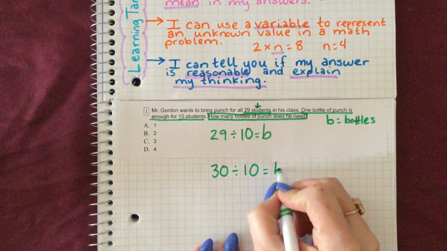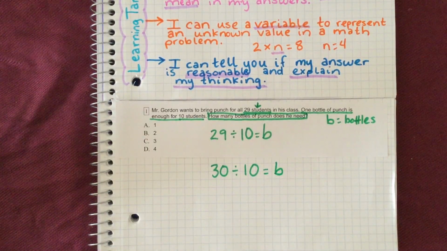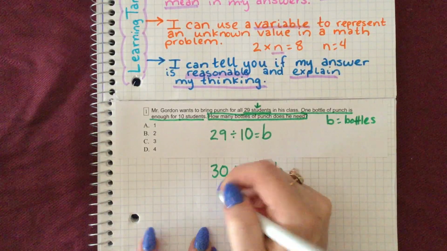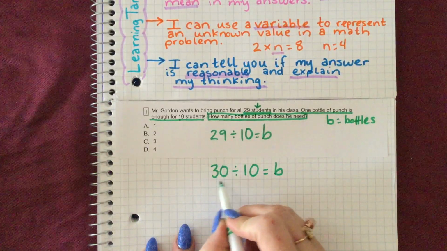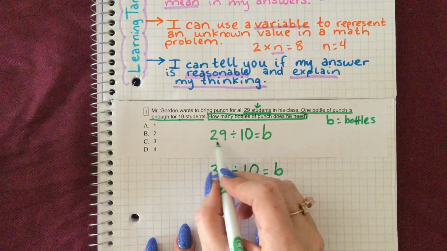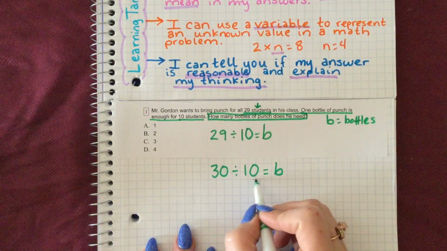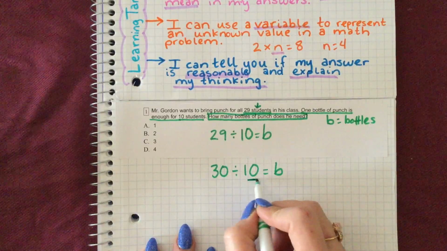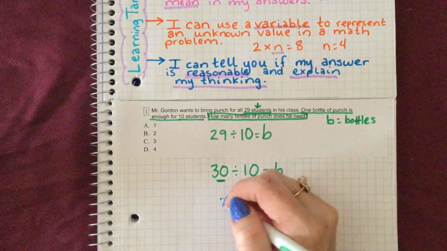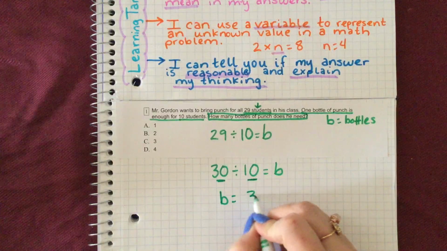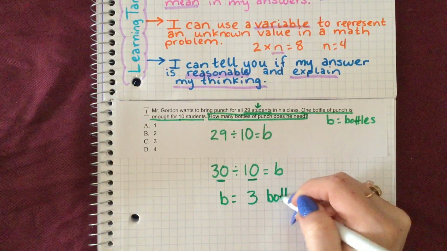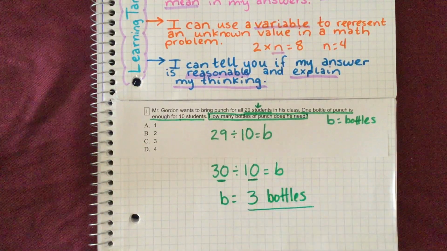And if 30 divided by 10 equals B, if we have 30 students, remember we're pretending, divided by one bottle of punch being enough for 10 students, how many bottles will he need to buy? B equals 3 bottles.